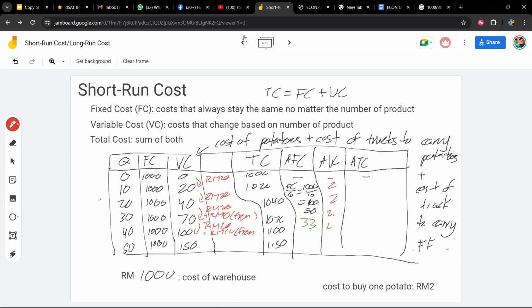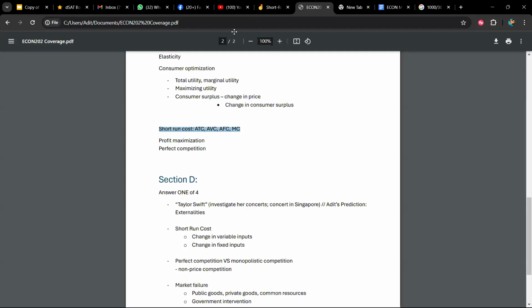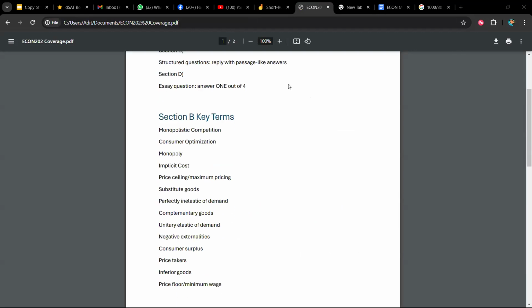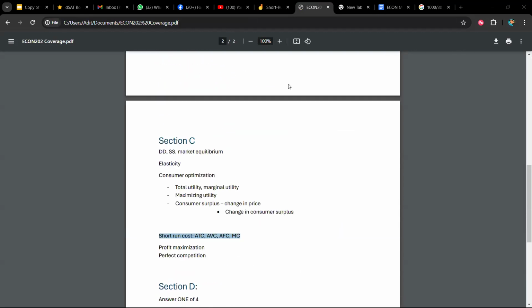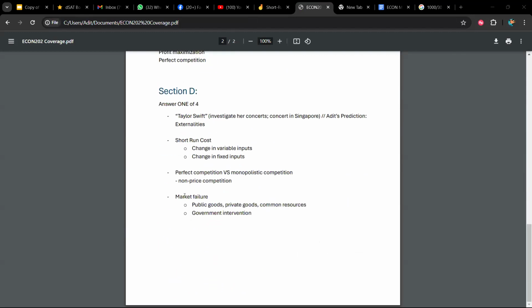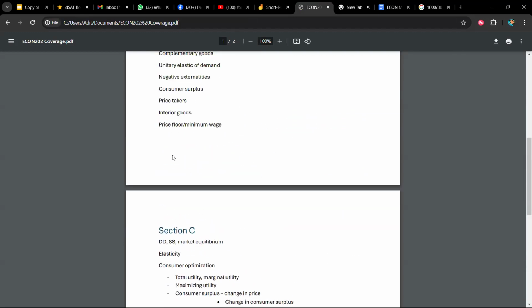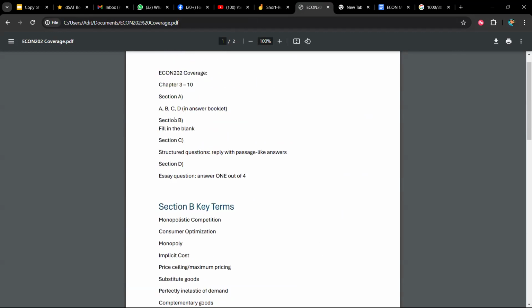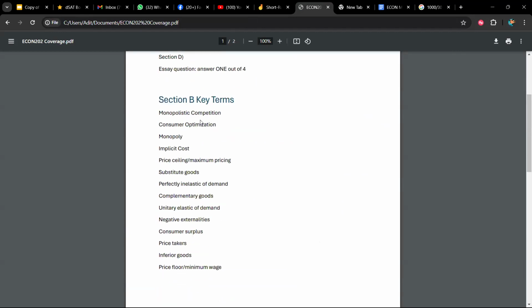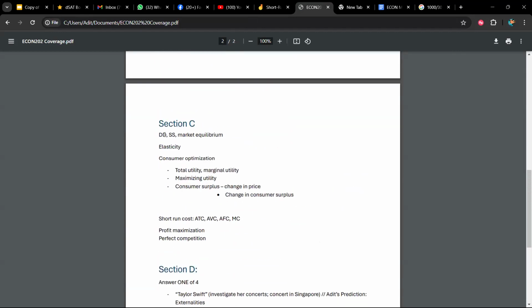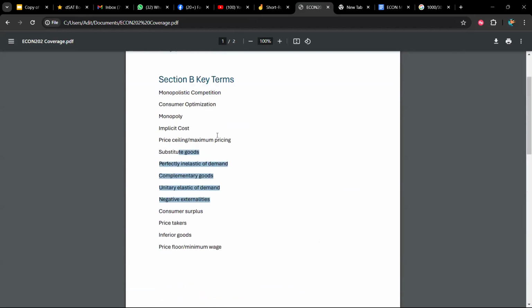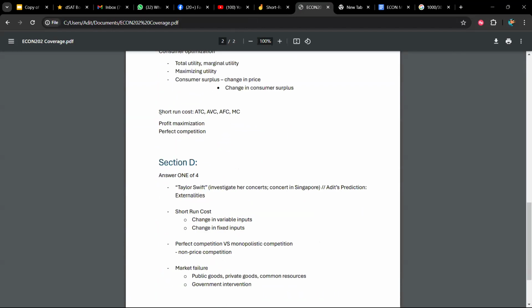Causes of market failure. I would love to, but the thing about market failure here is that in terms of your econ coverage, what I did notice is that your market failure is only in section D. Maybe it is in section A, but we don't know about that yet. Which is why for now I want to focus more on what's in section C and section D first. And this just happened to be one of those.